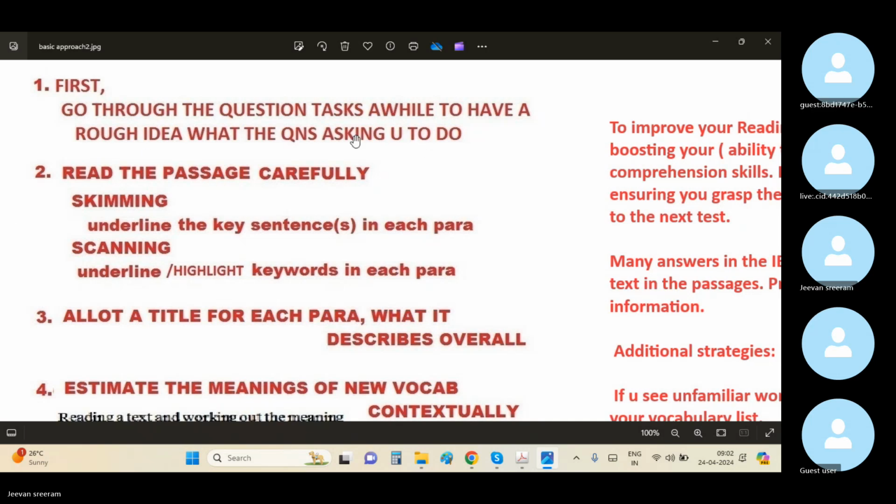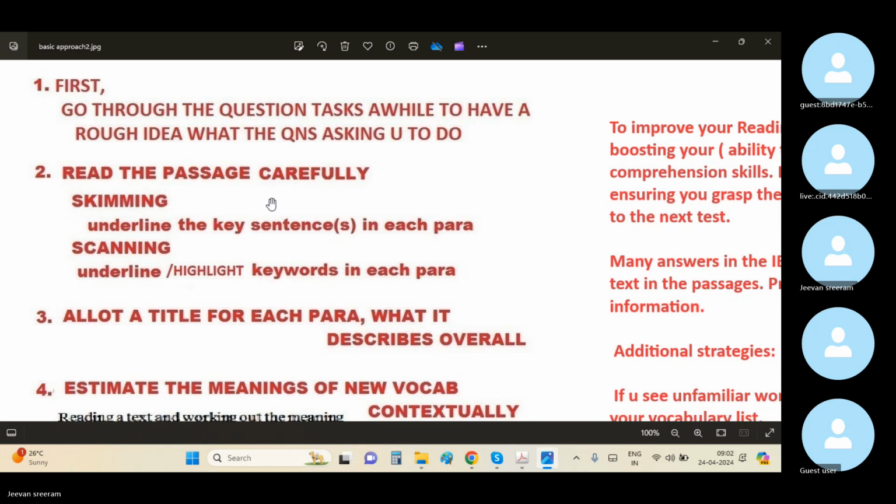Okay, go through the question task for some time to have a rough idea what the questions ask you to do. Second, you have to get back to the passage. You may skim, you may scan, underlining the key sentences and keywords. So skimming basically means to have an overall idea of the whole passage. You just concentrate on main ideas of each of the paragraphs.